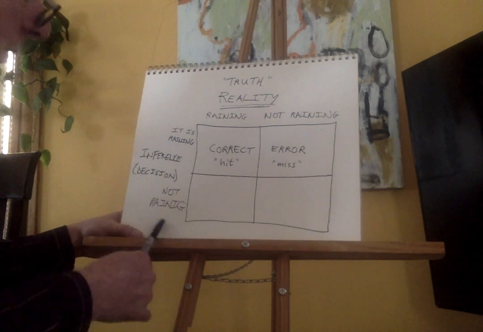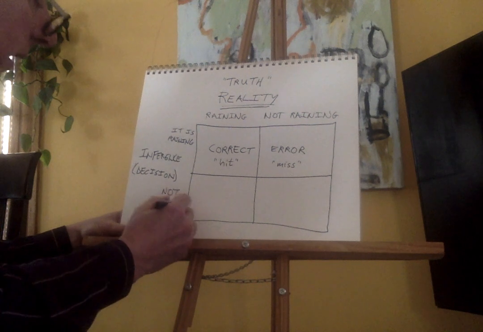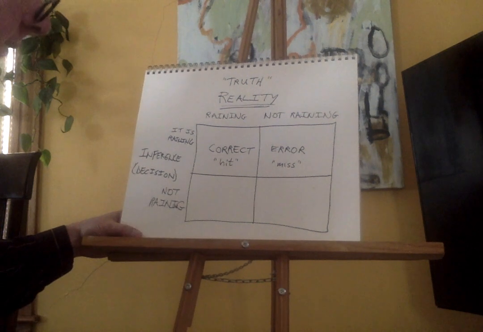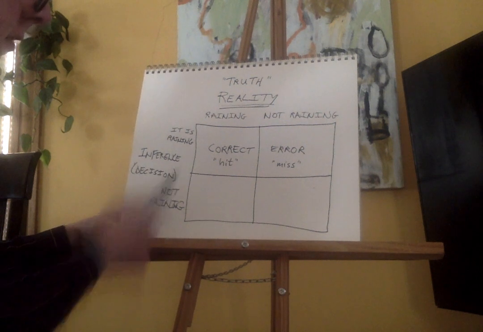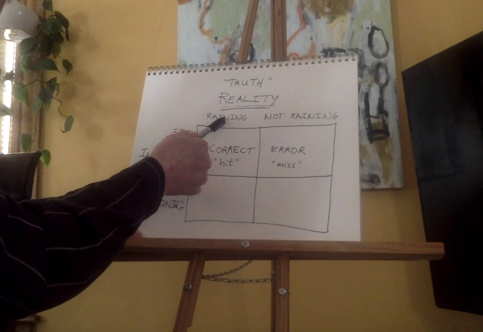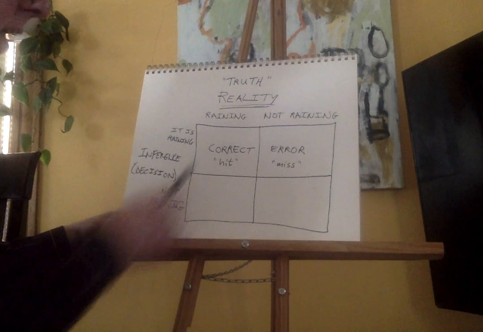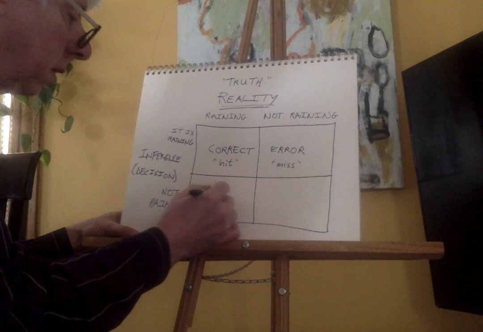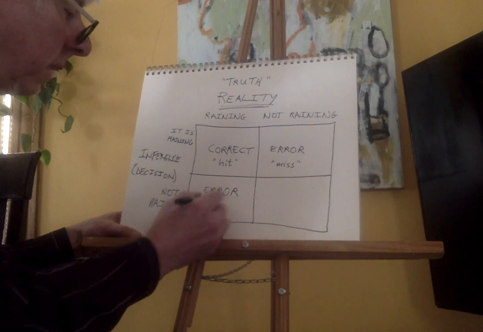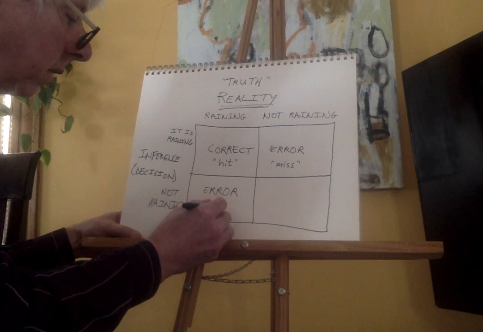Likewise, we can make a decision. It's not raining. Okay? Well, if you say that it's not raining, but it actually is raining in reality, you say it's not raining, but in reality it is, then this is called an error as well, a miss. Okay?